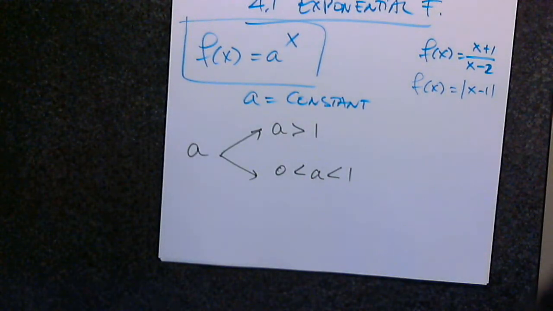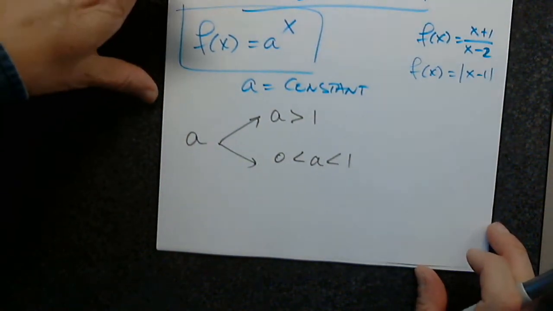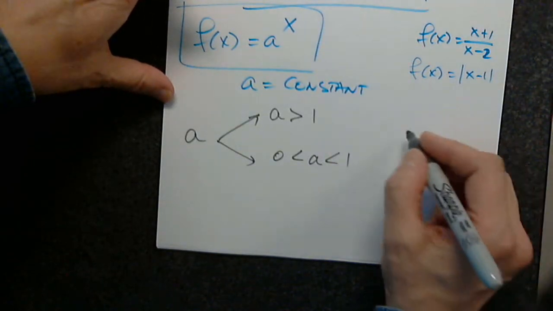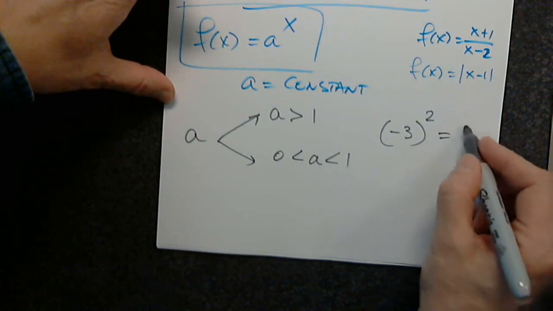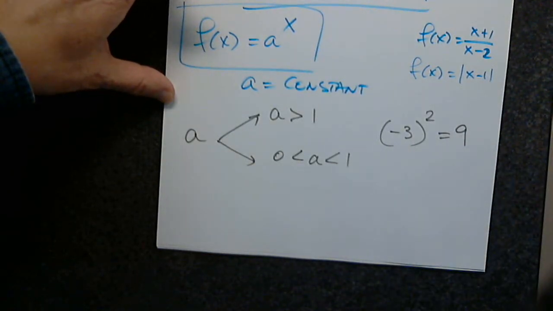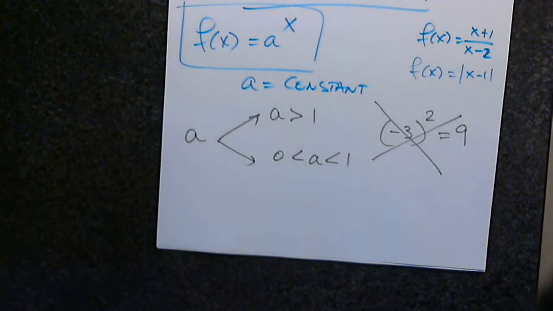Notice that I did not put the equal symbol anywhere. I did not put the equal symbol at 1, and I did not put the equal symbol at 0. We cannot have a negative base. And you can say, wait a minute, I can take negative 3 to the second power. Yes, I know. I can too. It's 9. But this is not an option for the exponential function. And now the obvious question is, how come? If that is possible, how come that I cannot have in an exponential function a base of negative 3, or a base of 1, or a base of 0?